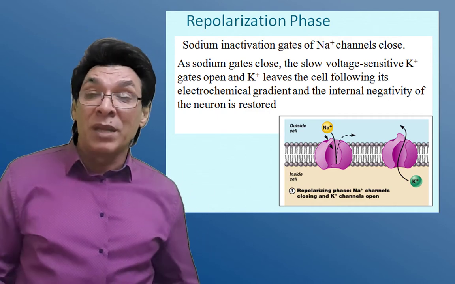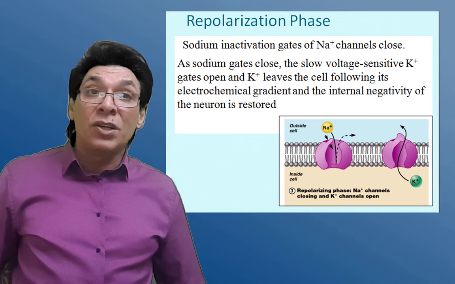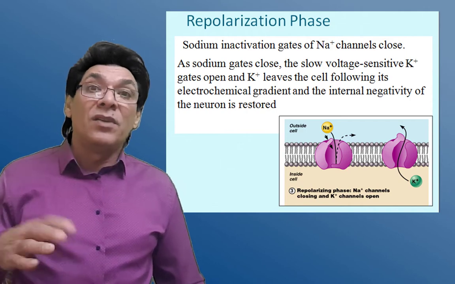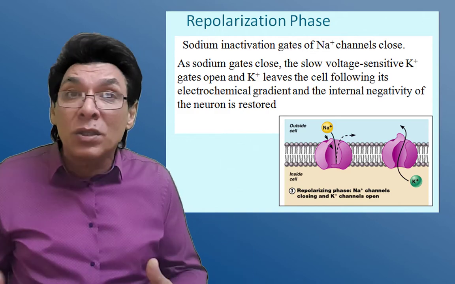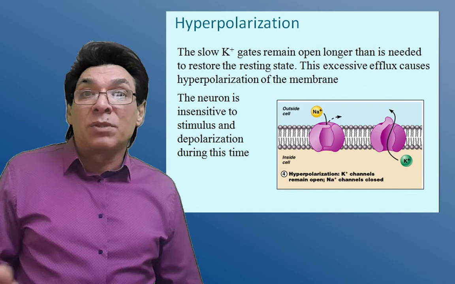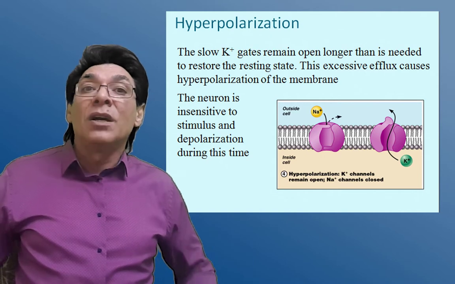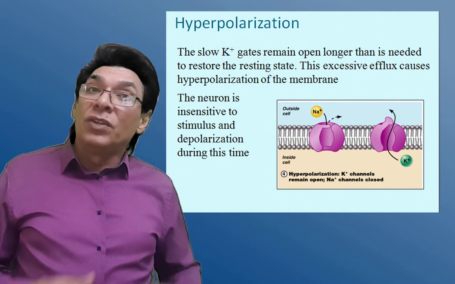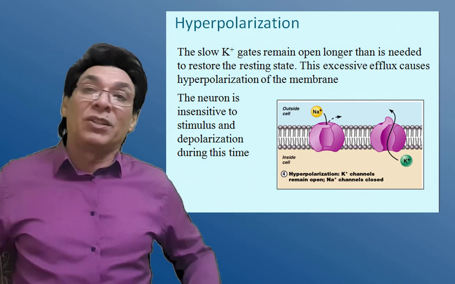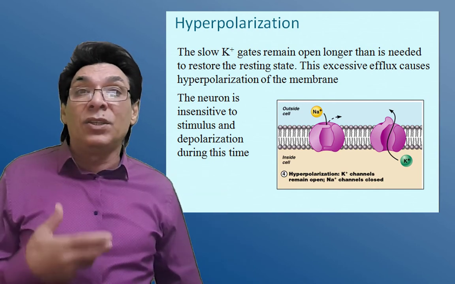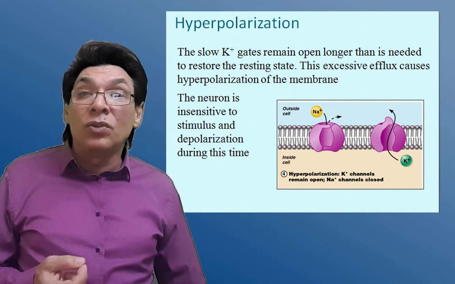Repolarization returns the membrane potential to the minus 70 millivolts value that indicates the resting potential, but it actually overshoots that value. Potassium continues to leave the cell for a short while and the membrane potential becomes more negative, resulting in the hyperpolarization overshoot. Then the channel closes again and the membrane can return to the resting potential because of the ongoing activity of the non-gated channels and the sodium-potassium pump.